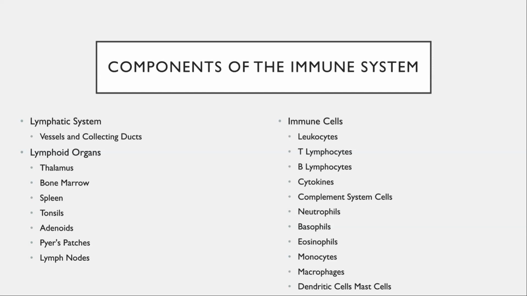Immune cells that we'll talk about include leukocytes, which are broken down into T lymphocytes and B lymphocytes. We also have cytokines, the complement system cells, neutrophils, basophils, eosinophils, monocytes, macrophages, dendritic cells, and mast cells.